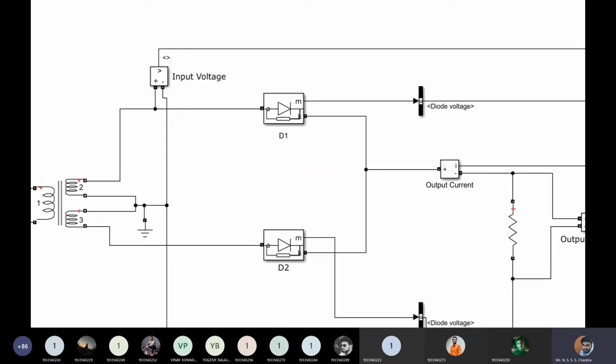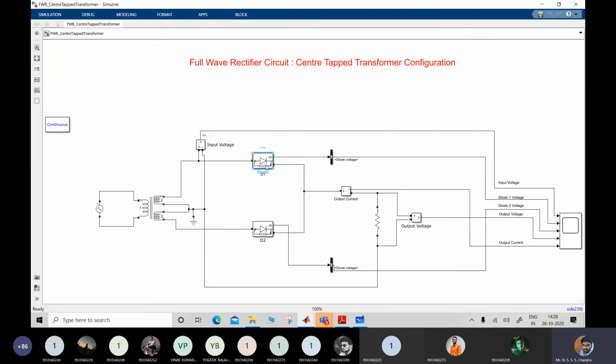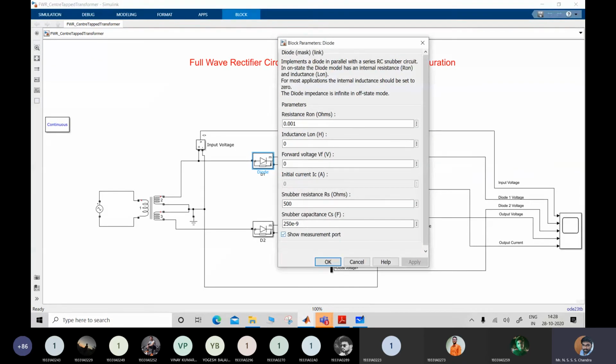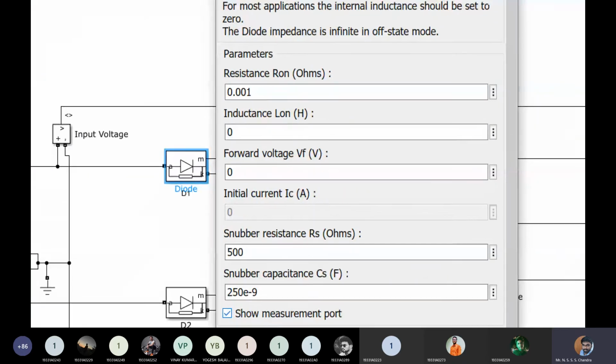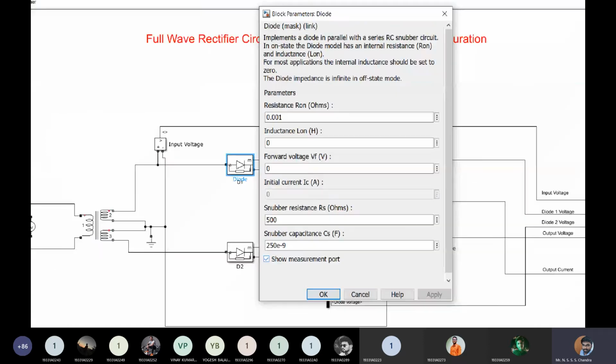For the positive terminal of winding 2, I connected diode D1. I'm also considering the measurement unit of the diode, so that's why I have enabled the show measurement port. Okay, so what's the forward voltage of the diode I'm considering? What's the forward voltage you are seeing on the screen? Zero, sir. Zero. So I'm considering it as an ideal diode. So when the diode is in the on condition, there is no voltage drop across it.